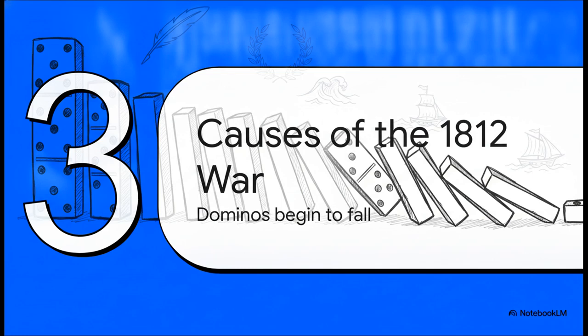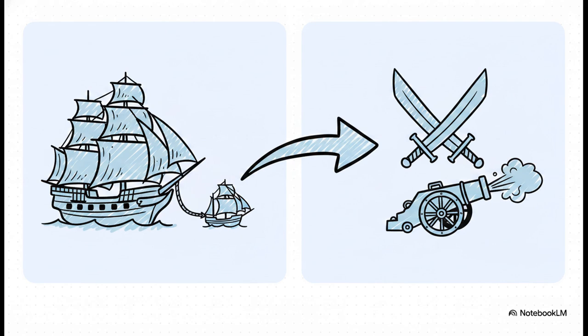Moving right along to Section 3, causes of the 1812 war. The dominoes begin to fall. So, the first major domino to topple in the early republic was the British impressment of sailors. Now, at the time, the British Navy was quite literally capturing American ships and forcing American sailors to serve in the British military, totally against their will. I mean, imagine the absolute outrage.